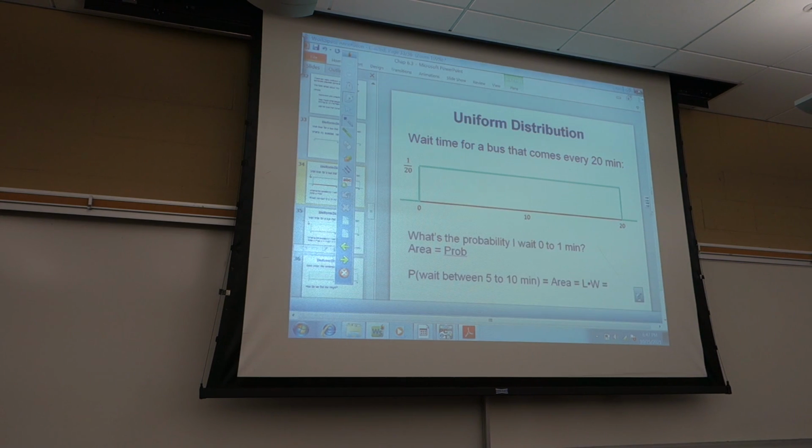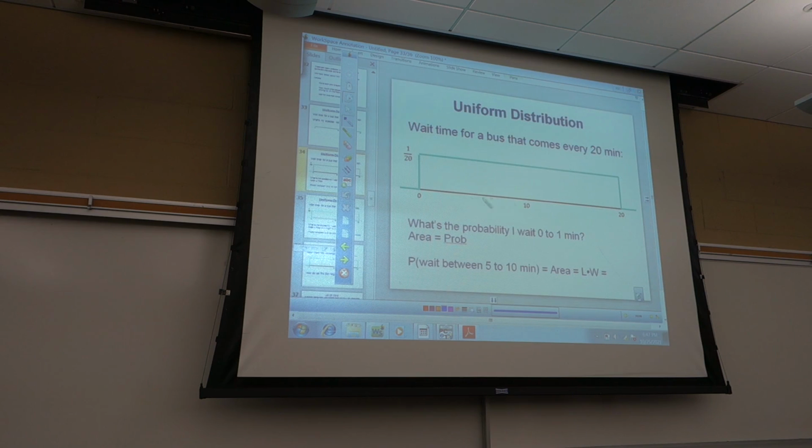So, what's the probability that I wait between 0 and 1 minute? So here's 5, here's 1 minute. What's the probability I wait between 0 and 1 minutes? Well, I'll give you folks some hints. First of all, we know that area is the same thing as probability. Everybody with me on that part? So if I can find the area of this, I'd be okay. I'm telling you the height is 1 over 20. So the height here is 1 over 20.